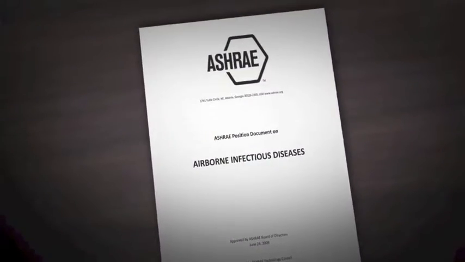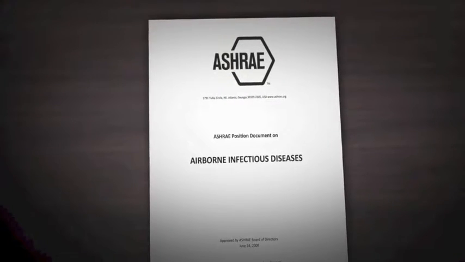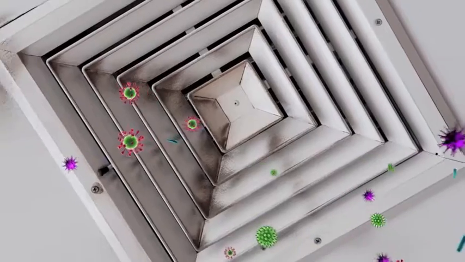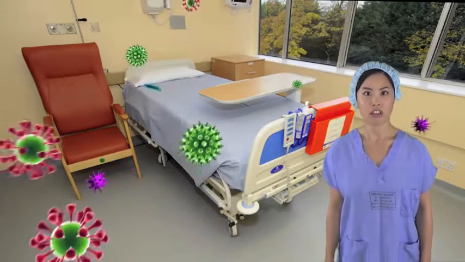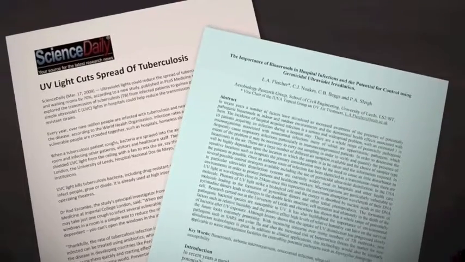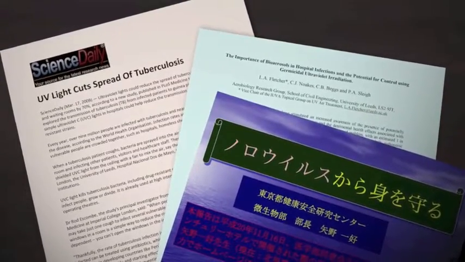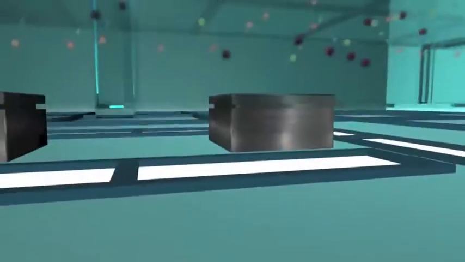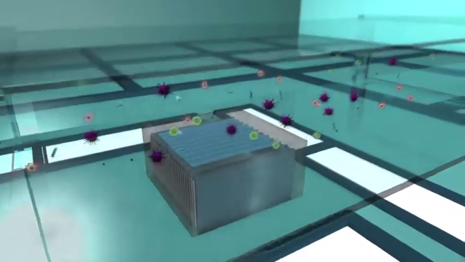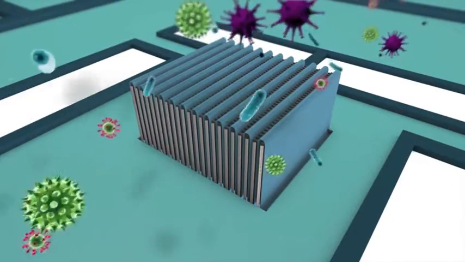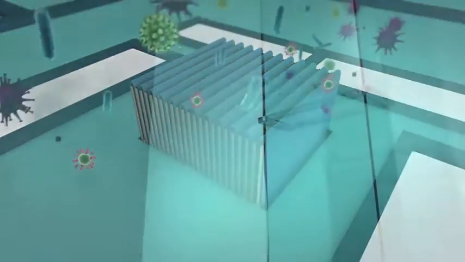On June 24, 2009, ASHRAE's Board of Directors issued a position document indicating that the AC system distributes viruses. This has been confirmed by medical studies, including a recent one for norovirus. Hospitals feel protected by the use of HEPA filters that block up to 99.97% of particulates. However, 1 cubic foot of air typically contains 100,000 microparticles.